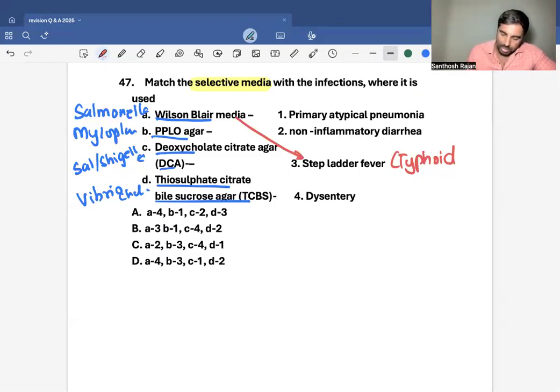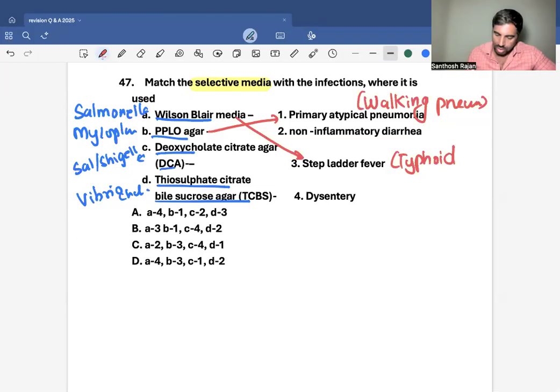PPLO. PPLO is mycoplasma, the typical cause of primary atypical pneumonia, always called walking pneumonia. Diana likes to walk, so we also call it walking pneumonia. PPLO is basically pleuropneumonia-like organism. That's it. Okay. Deoxycholate citrate agar.